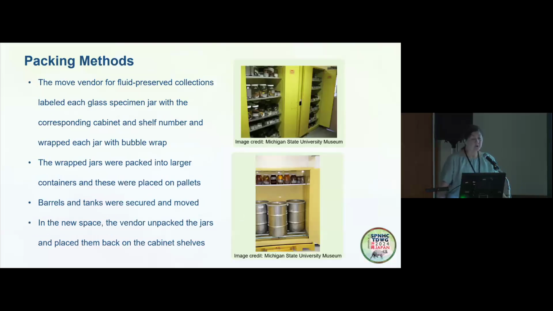The moving company for the fluid preserved collections labeled each glass jar with the corresponding cabinet and shelf number, and wrapped each jar with bubble wrap. The wrapped jars were placed into larger moving containers. These were put onto pallets and moved by vehicle into the new space. We also have some larger containers like barrels and stainless steel tanks, and these were secured and moved also by the company. And in the new space, they unpacked all the jars and placed them back on the corresponding cabinet shelves.